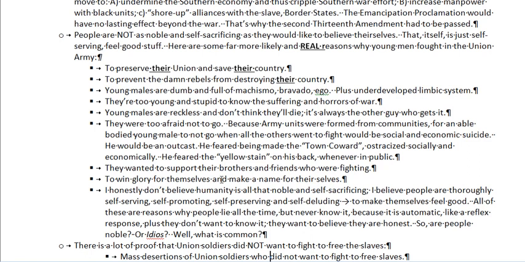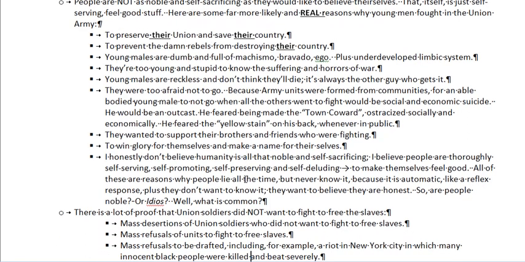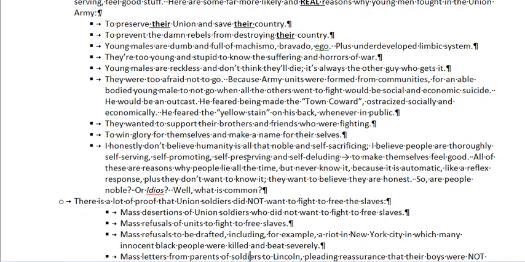And this absolutely just turns my stomach, makes me sick. Right? That people are willing to go kill other people to get a little glory for themselves. That's like sick. That is literally sick. Right? You just want to slap a person like this. So I honestly don't believe humanity is as noble and self-sacrificing. Right? I believe people are thoroughly self-serving, self-promoting, self-preserving, and self-deluding to make themselves feel good.